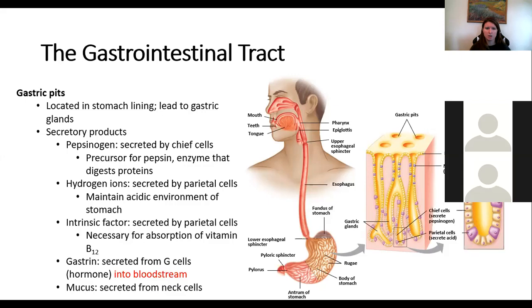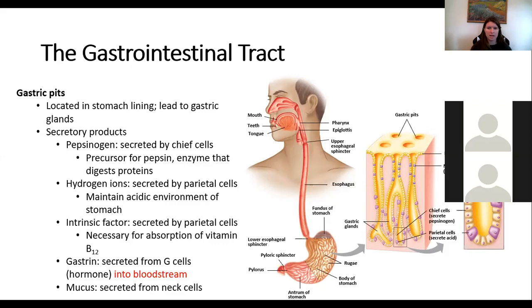Your parietal cells are also secreting something called intrinsic factor. An intrinsic factor is basically just a thing that you need in order to be able to absorb vitamin B12. So they help with the absorption of some of these nutrients as well.